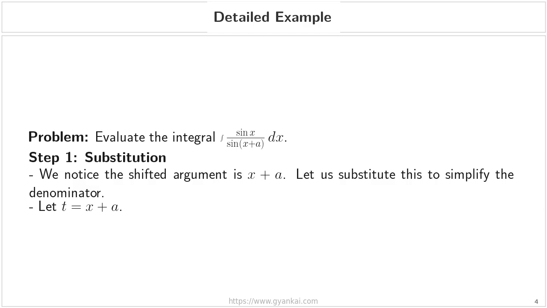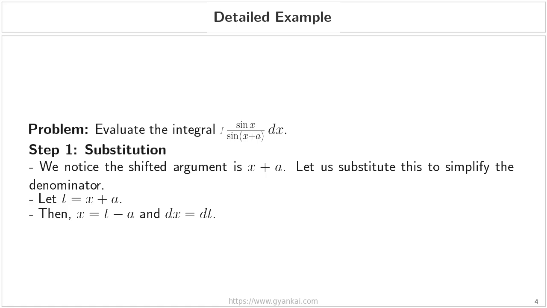If t equals x plus a, then we can solve for x in terms of t. Subtracting a from both sides gives us x equals t minus a. And importantly, when we perform this substitution, we also need to consider the differential dx. Since x is now expressed as t minus a, the differential dx becomes dt. Remember from calculus that if y is a function of x, then dy equals the derivative of y with respect to x, multiplied by dx. In our case, since dx is the differential of x, and x is now t minus a, dx is simply equal to dt.